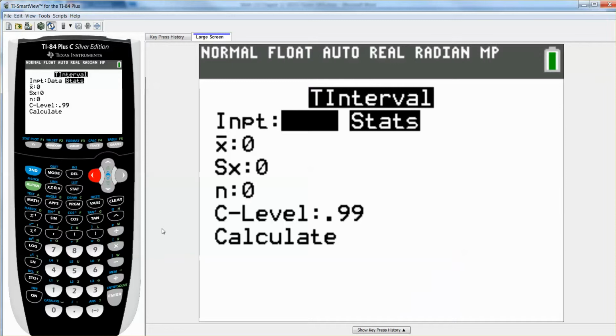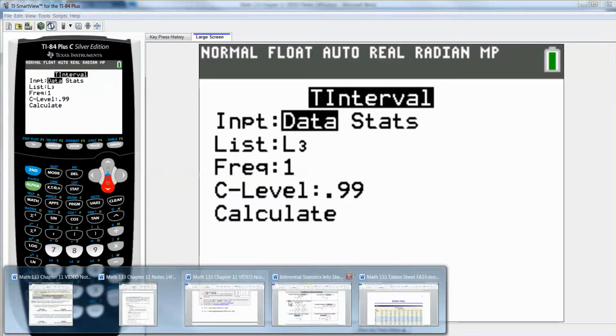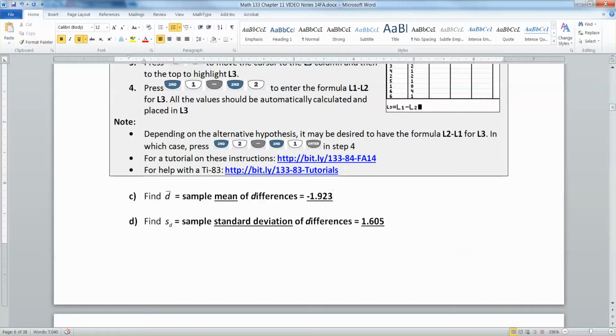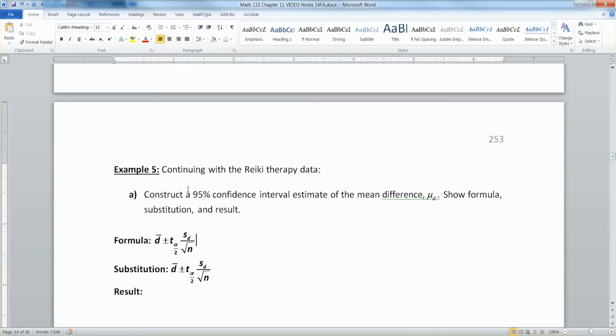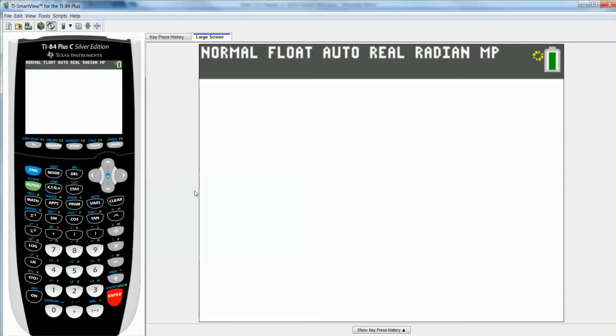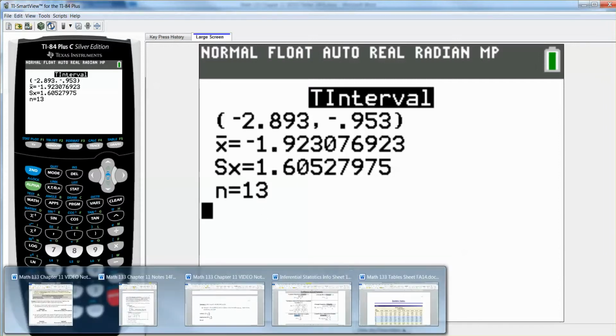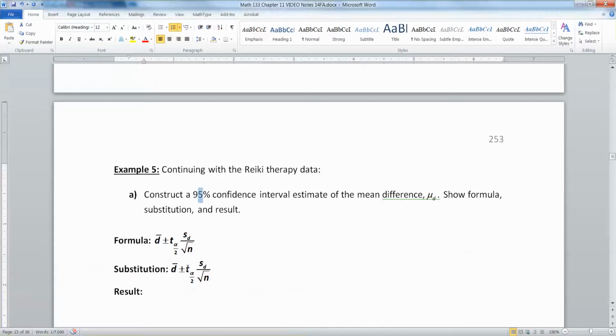And then I'm going to go to data because I actually have the data. It's in L3. And then I just want to tell it what my confidence level is. There, it's a 95% on this one. So let me go down here to 0.95. Then I'll hit calculate, enter. There we go. So we have negative 1.923 and 1.605 and 13. See, it gives you almost all the pieces for the whole thing.